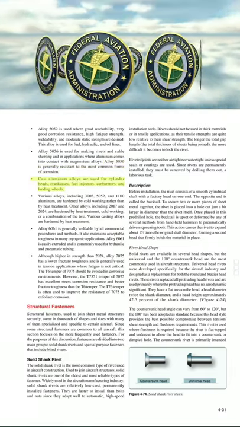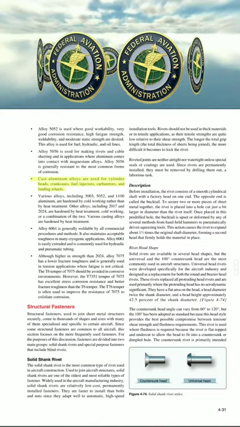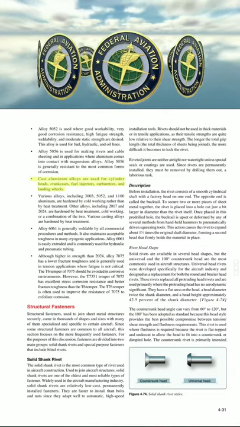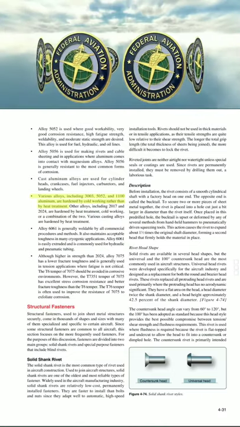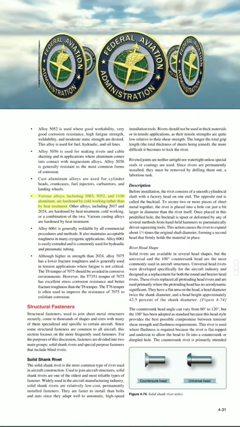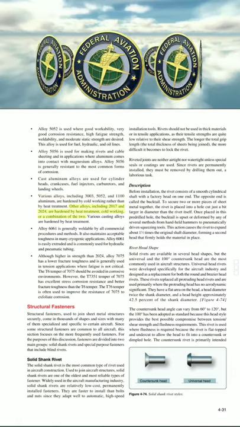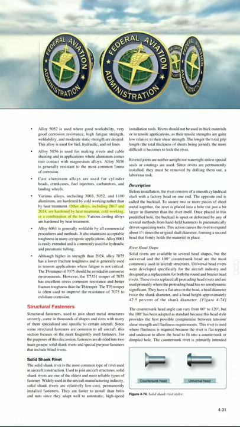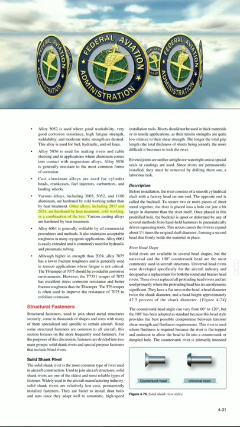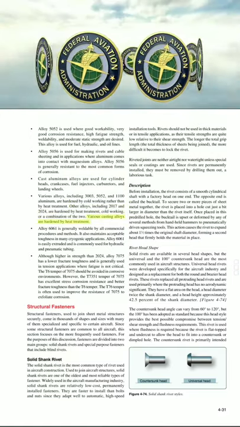Cast aluminum alloys are used for cylinder heads, crankcases, fuel injectors, carburetors, and landing wheels. Various alloys, including 3003, 5052, and 1100 aluminum, are hardened by cold working rather than by heat treatment. Other alloys, including 2017 and 2024, are hardened by heat treatment, cold working, or a combination of the two. Various casting alloys are hardened by heat treatment.